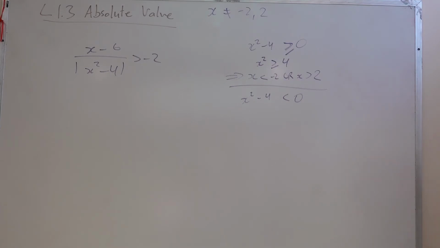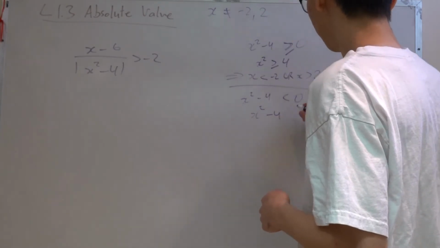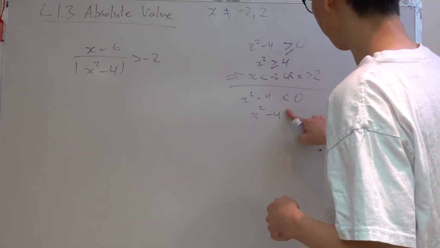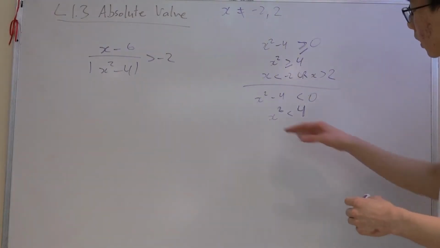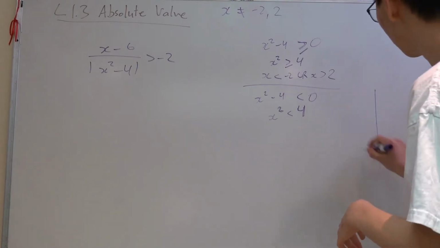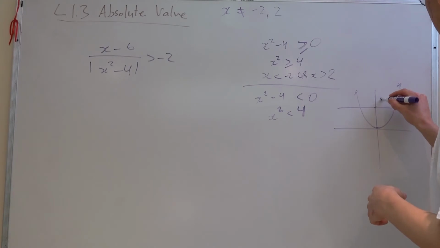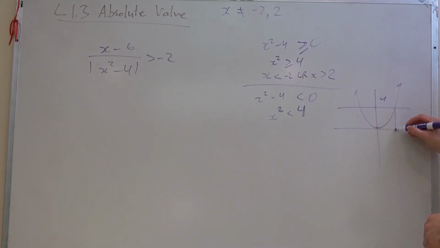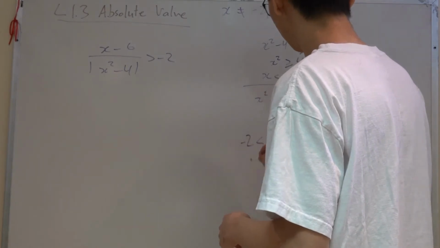So once you've taken a moment to digest that, let's move on to the next one, which is x squared minus 4 is less, x squared is less than 4. To solve this, all we have to do is, again, you could look at the graph. You just want to know when x squared is less than 4, right? And that is in between these two points. That's -2 and 2. So x must lie between 2 and -2.